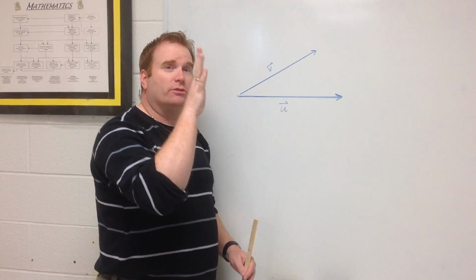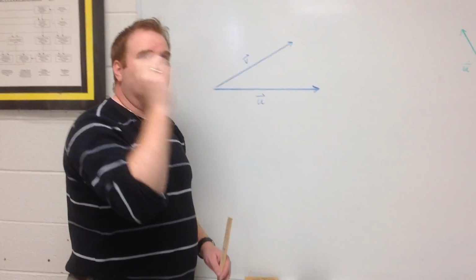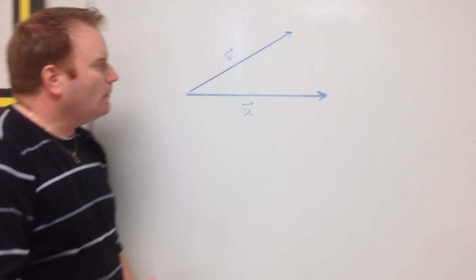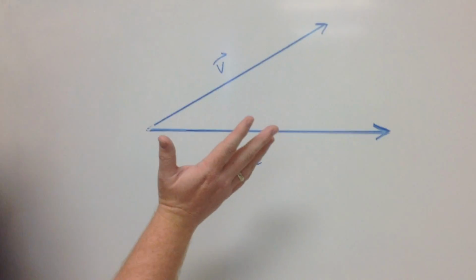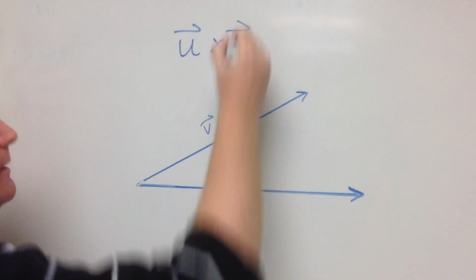And to do that, we're going to use the right-hand rule. The most important part of the right-hand rule is that you use your right hand. And this is how it works. So you're going to take your right hand, and I'm going to do U cross V.